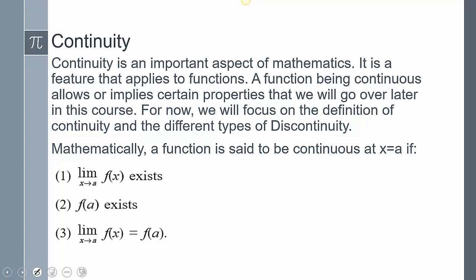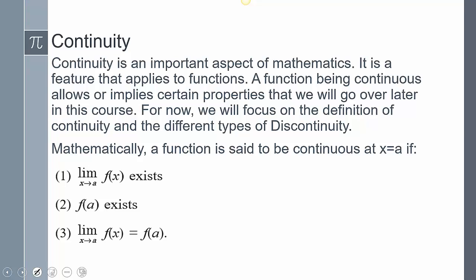And so as we learn about functions and we learn new mathematical techniques, we need to know how to find certain elements. And to find them, we'd have to know if it's going to be continuous. So we're going to focus on this definition of continuity, and we're also going to focus on the different types of discontinuity. So let's start with that definition.